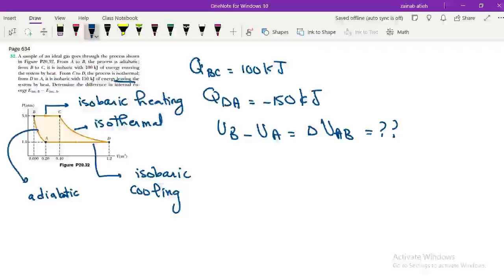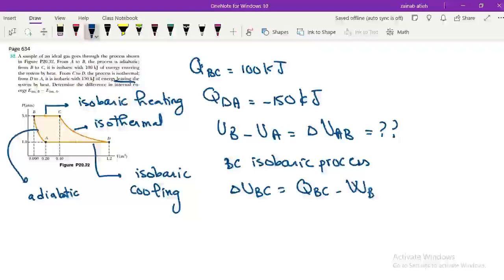So for BC we have an isobaric heating. So BC is an isobaric process. In this case, delta U BC is equal to QBC minus WBC. He has already given me QBC, so it's 100 kilojoules, so I have to multiply. Let me just leave it and I will substitute. W in the case of an isobaric process is P delta V. So delta V means V final VC minus VB, V final minus V initial.